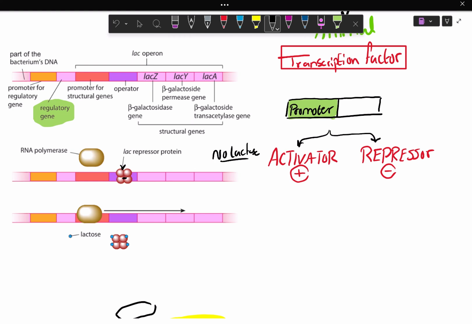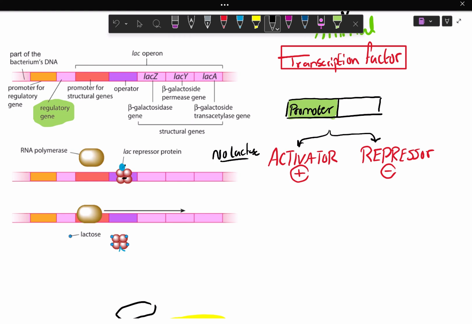So let's imagine that there is lactose right now in the environment. In this case, the lactose binds on the allosteric site. It does not bind on the same binding site as the operator. No, it binds on the other site here. So now it changes the shape of the main active site. So the lac repressor is no longer complementary to the operator, so it leaves the binding site. This leaves the RNA polymerase free to bind on the promoter.